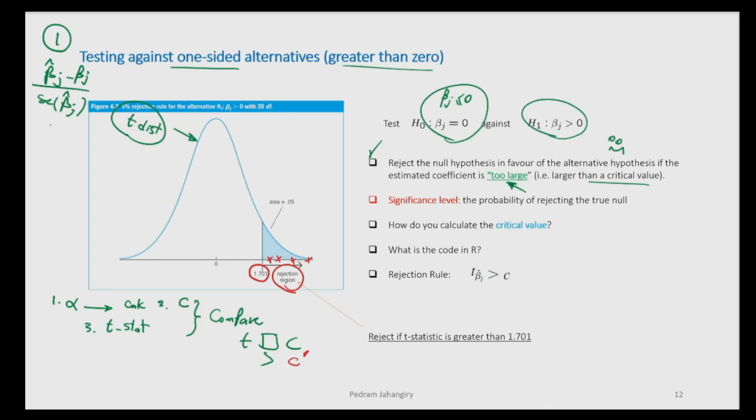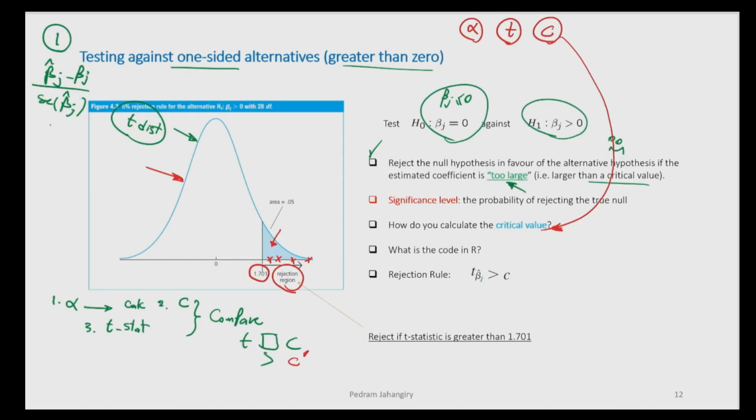Now, we know how to calculate t. We will set up alpha. So the next job, how do you calculate this c? How do you calculate the critical value? If I tell you that this distribution is a t distribution, and if I also give you that the shaded area is 5%, you can go ahead and calculate the area under the curve, right?